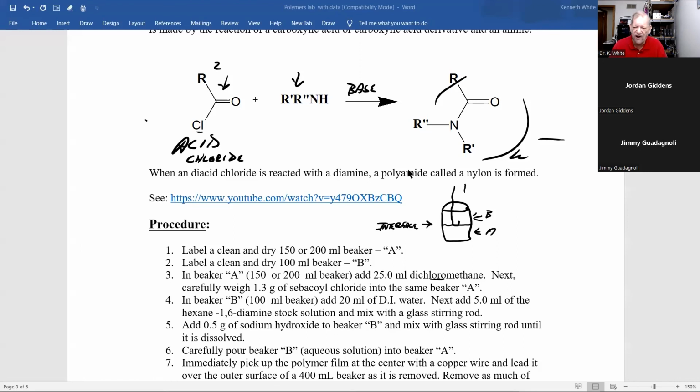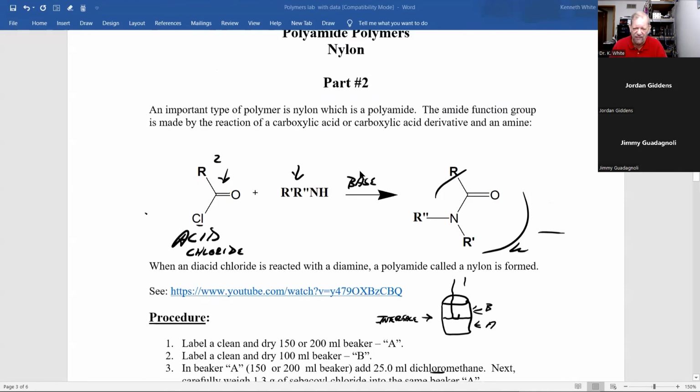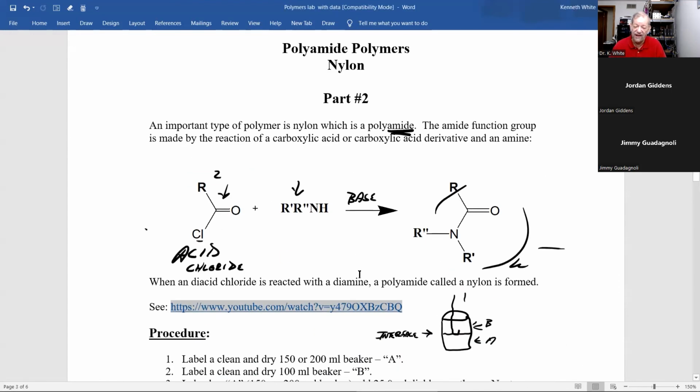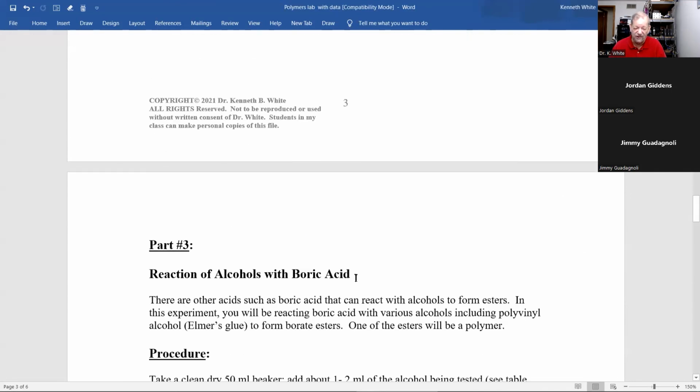And students, it's a lot of fun, but unfortunately, because of the pandemic and we're doing this online, you just have to watch it and get the feel for that. Now, remember, what's the functional group holding nylon together? It's an amide. It's called a polyamide because of the amide functional group. And those react like I've taught you.